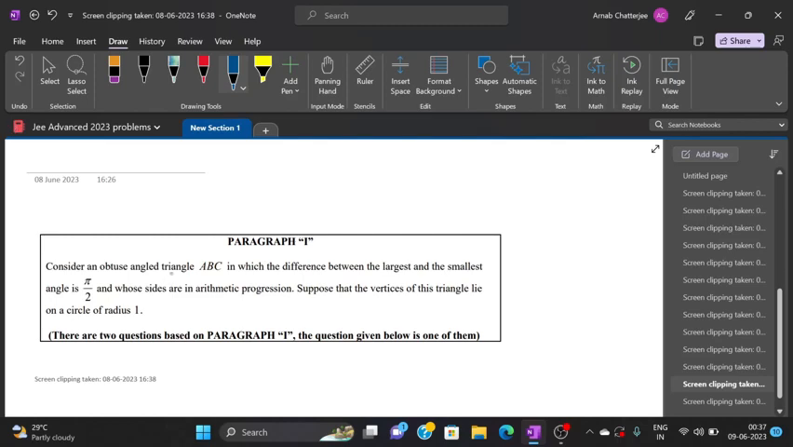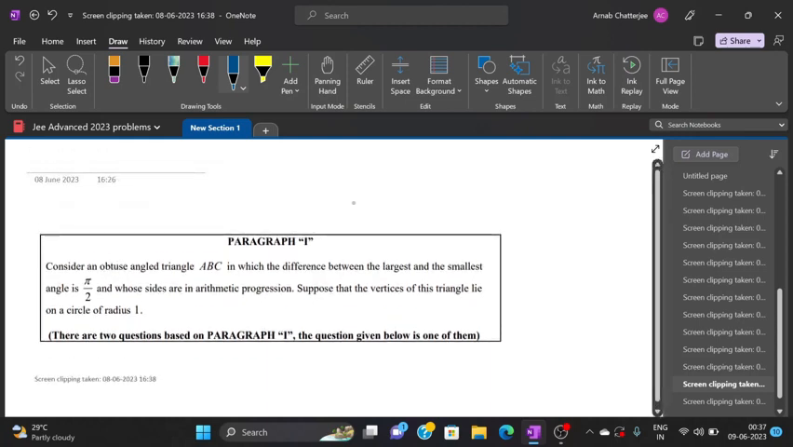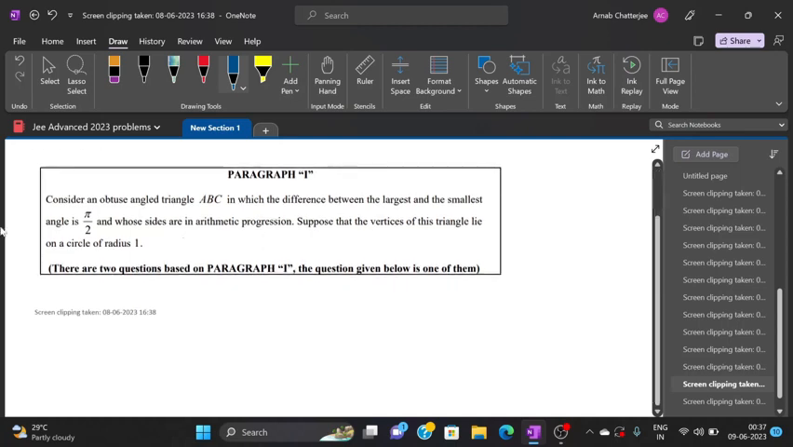We will be discussing the problems from JEE Advanced. Not all the problems, some of the problems that were my favorites from the question paper. I do not have the time to discuss all of them, so I'll be taking my favorites. And if you have any more doubt, you can always ask me in the comment section.